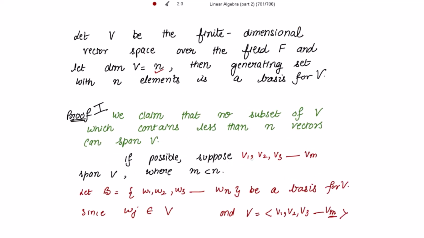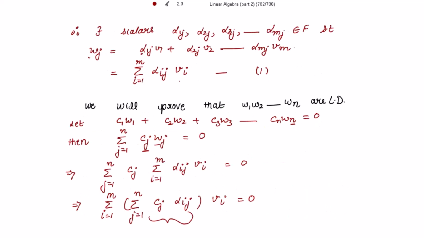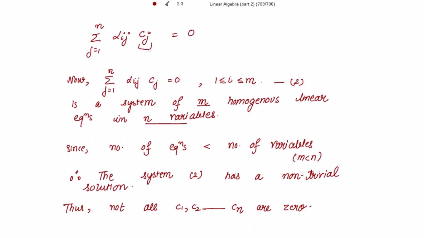Suppose v1, v2, v3, up to vm span V, where the number of vectors m is less than n. Here n is the number of variables, so the number of variables is n and the number of equations will be m. So the system has a non-trivial solution.